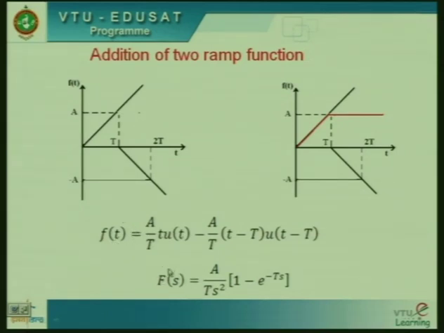So, the Laplace transform of this function is the Laplace transform of the first component plus the Laplace transform of the second component. What is the Laplace transform of the first component? It is a by T into 1 by s square, whereas the Laplace transform of this component is a by T s square into e power minus Ts, because it is a shifted ramp function. If we simplify by taking out the common terms, you can write F(s) is equal to a by T s square into (1 minus e power minus Ts). So, the Laplace transform of this waveform, which is shown in red color, is a by T s square into (1 minus e power minus Ts).